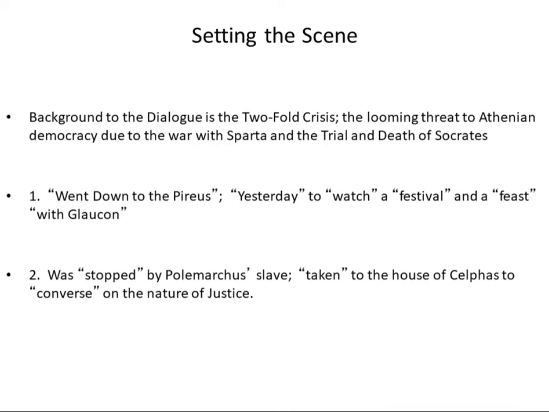First, Socrates went down to the Piraeus yesterday to watch a festival and a feast with Glaucon. Second, Socrates was stopped by Polemarchus' slave, taken to the house of Cephalus to converse on the nature of justice. The use of these passive and active words, as well as symbols and metaphors, are all deliberate and immediately introduce many of the Republic's themes, albeit in a slightly covert way.